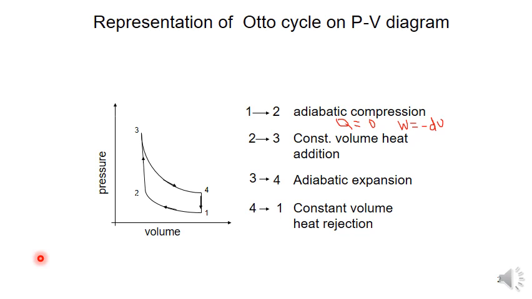Heat is supplied to the air from a hot body. The hot body is nothing but the source. The volume of the air is kept constant; V2 and V3 are constant. Here the work done is 0, so W is equal to 0. Work done being 0 means Q is equal to dU.